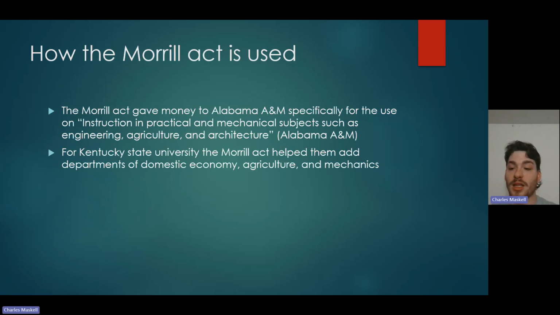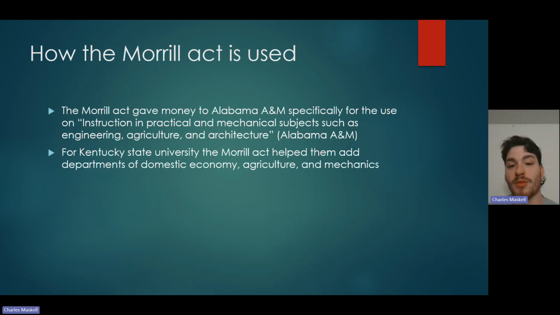So it's used a little bit differently. It has the guidelines I mentioned for agricultural and mechanical programs, and it's supposed to be used to do the education. Alabama A&M is a perfect example of what it should be used for: instruction in practical and mechanical subjects such as engineering, agriculture, and architecture. That's exactly what it's supposed to be used for.